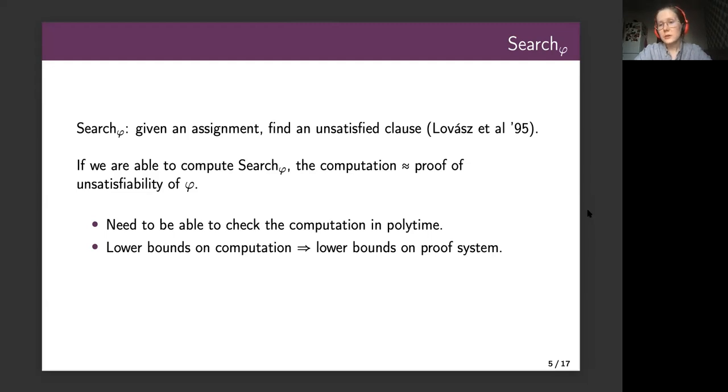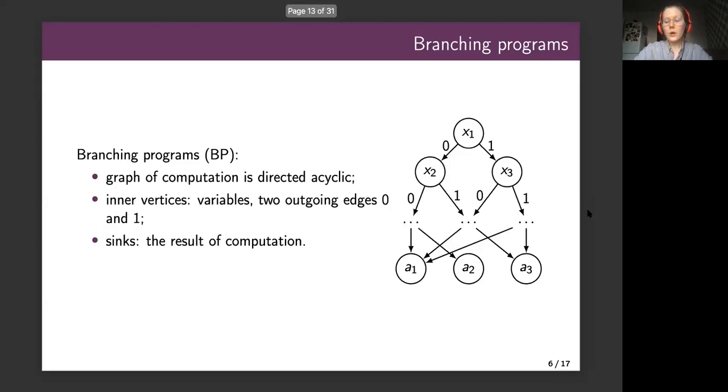Well, it turns out that many classical proof systems correspond to computational models in this nice way. As an example, I could mention tree-like resolution here, which is equivalent to decision trees for search phi. And there are a few other examples like that. So the computational model I would like to talk about today is called branching programs.